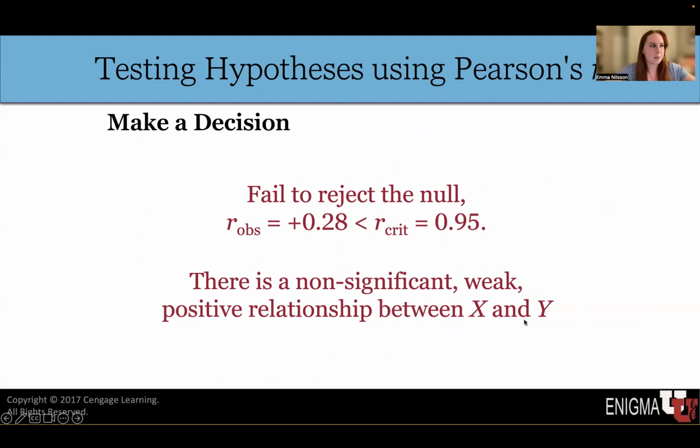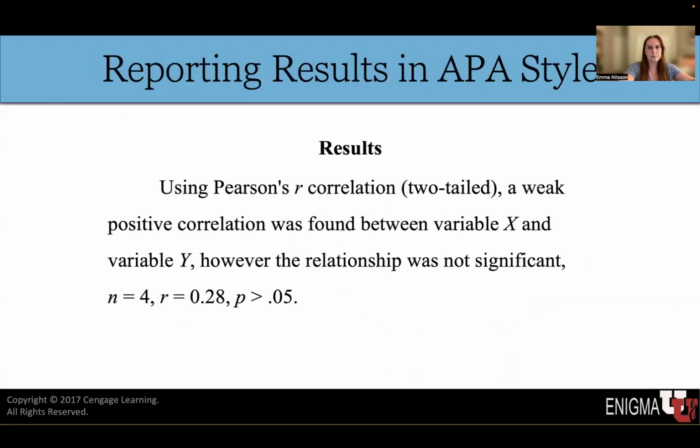And this is what I was talking about before, where you can have a relationship that is correlated. There is a weak positive relationship, but it's not significant. So correlation and significance are not mutually exclusive.